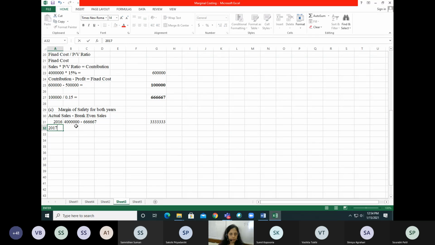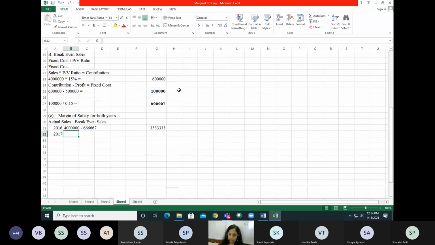2017. Sales are 60 lakh, minus break-even sales. Yes. Ma'am, 53,33,333. Have you completed margin of safety? Yes, ma'am.